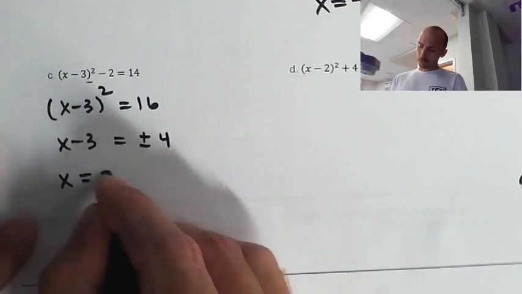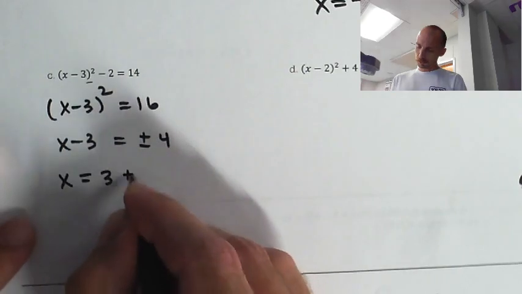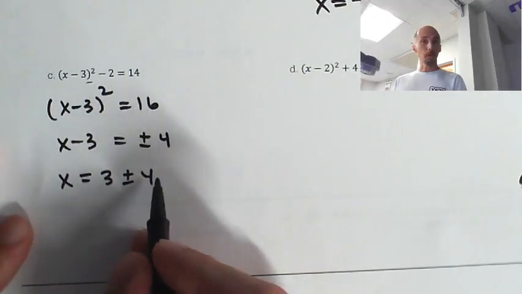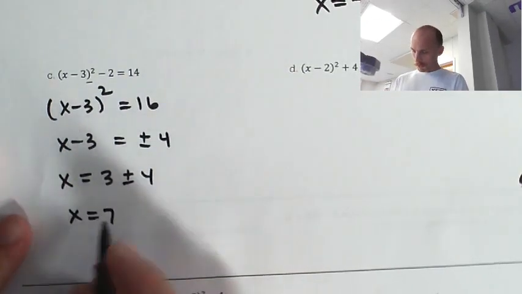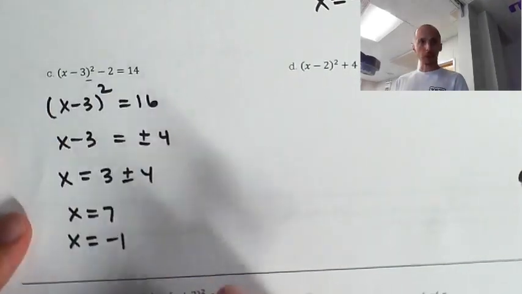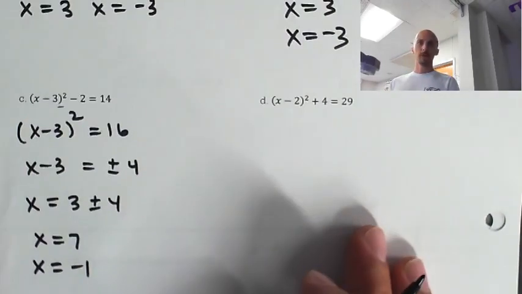And I'm going to say x equals 3, add 3 to both sides, plus or minus 4. So if I take 3 plus 4, that would be 7. And if I take 3 minus 4, that would be negative 1. So 7, negative 1, those are my solutions.